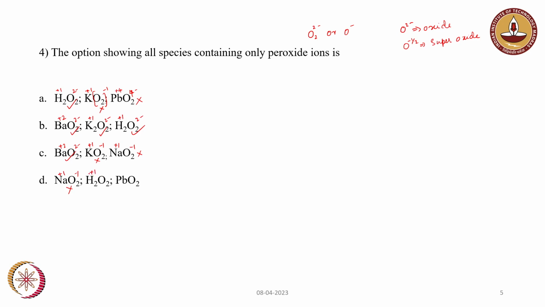Again plus 1 and minus 1, so not a peroxide. Plus 1 and so 2H, so 2 minus, so it's a peroxide. And Pb is in plus 4, so here 4 minus, so not a peroxide. So the answer is option B, where all oxygen is in peroxide state.